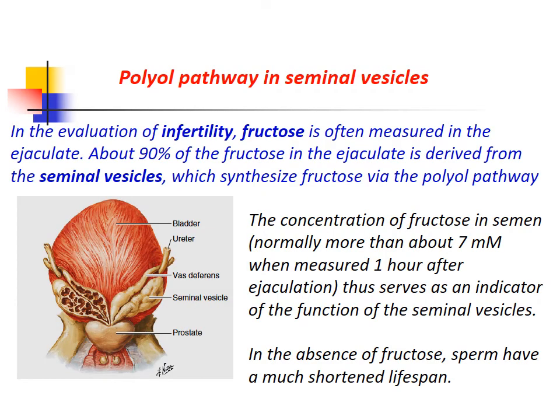Polyol pathway in seminal vesicles. In the evaluation of infertility, fructose is often measured in the ejaculate. About 90% of the fructose in the ejaculate is derived from the seminal vesicles, which synthesize fructose via the polyol pathway. The concentration of fructose in semen, normally more than about 7 millimolar when measured 1 hour after ejaculation, thus serves as an indicator of the function of the seminal vesicles. In the absence of fructose, sperm have a much shortened lifespan.